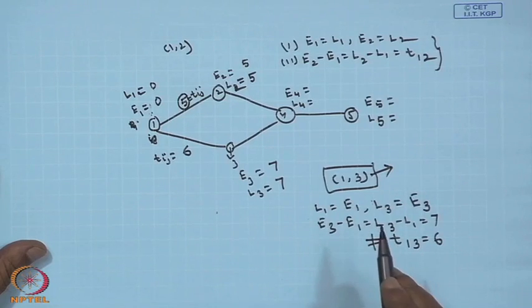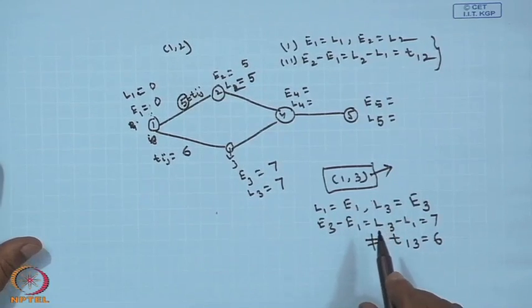So, whenever I calculate an activity, to check whether it is critical or non-critical, we have to follow these two conditions. For the activity 1 2, L1 should equal E1, L2 should equal E2, and E2 minus E1 equals L2 minus L1, which should equal the duration of the activity, that is T12. Then activity 1 2 will be known as a critical activity, otherwise it will be known as a non-critical activity.